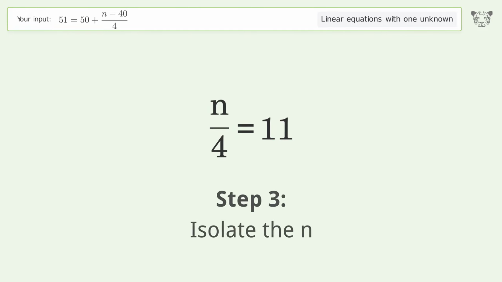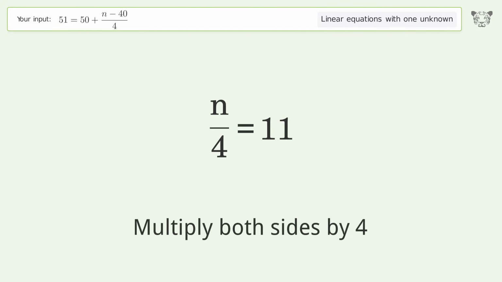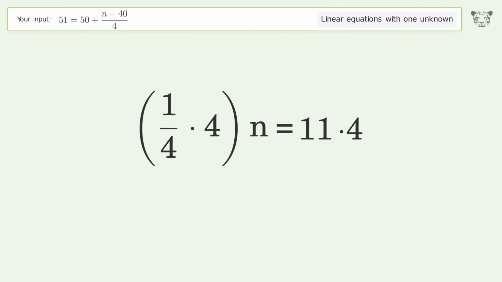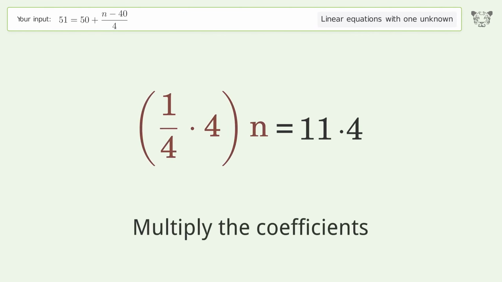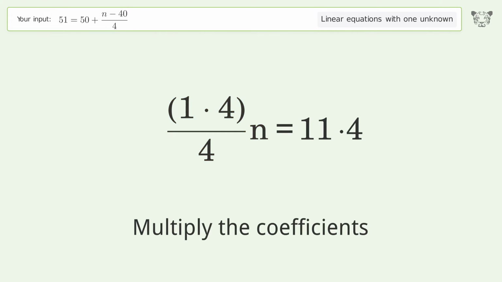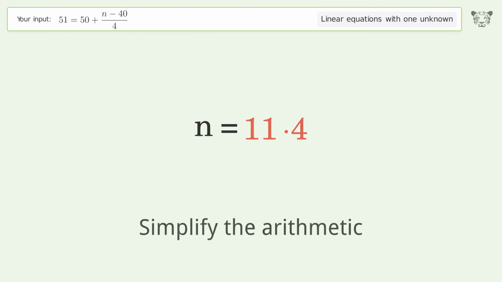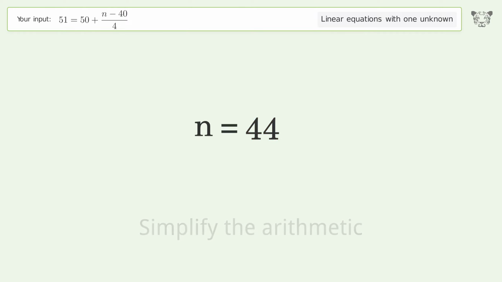Isolate the n. Multiply both sides by 4. Group like terms. Multiply the coefficients. Simplify the fraction. Simplify the arithmetic. And so the final result is n=44.